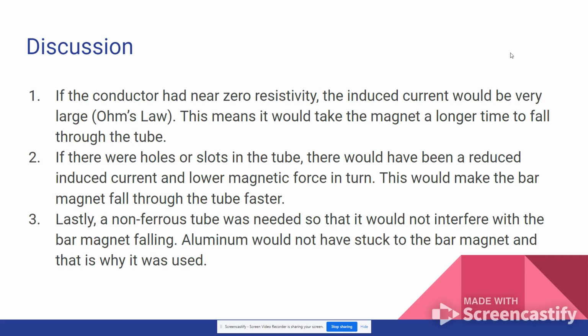So for the discussion, if the conductor had near zero resistivity, the induced current would be very large, according to Ohm's law. This means that it would take the magnet a longer time to fall through the tube. If there were holes or slots in the tube, there would have been a reduced induced current and lower magnetic force. This would make the bar magnet fall through the tube faster because there was less induced current. Lastly, a non-ferrous tube was needed so that it would not interfere with the bar magnet falling. Aluminum would not have stuck to the bar magnet, and that is why it was used.